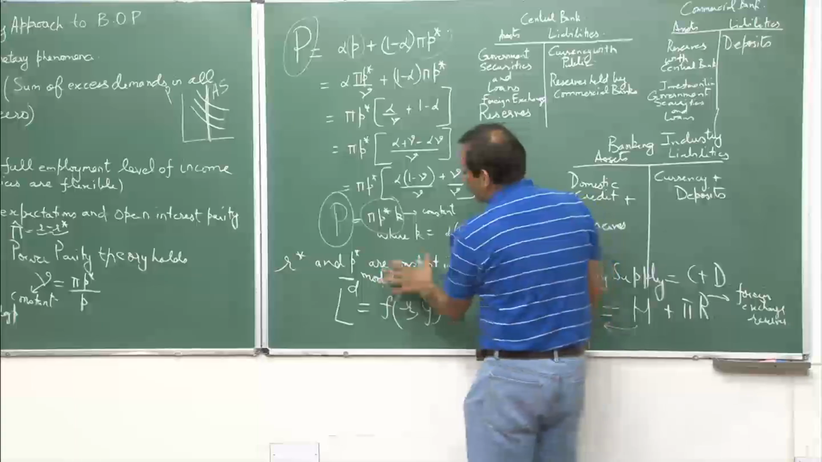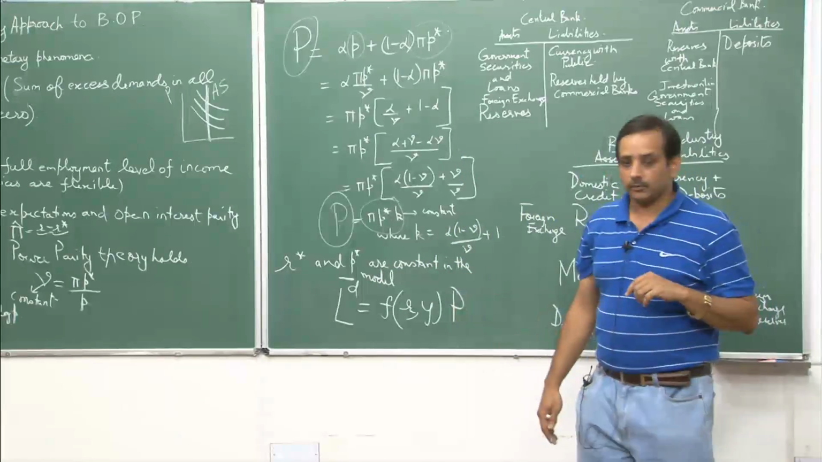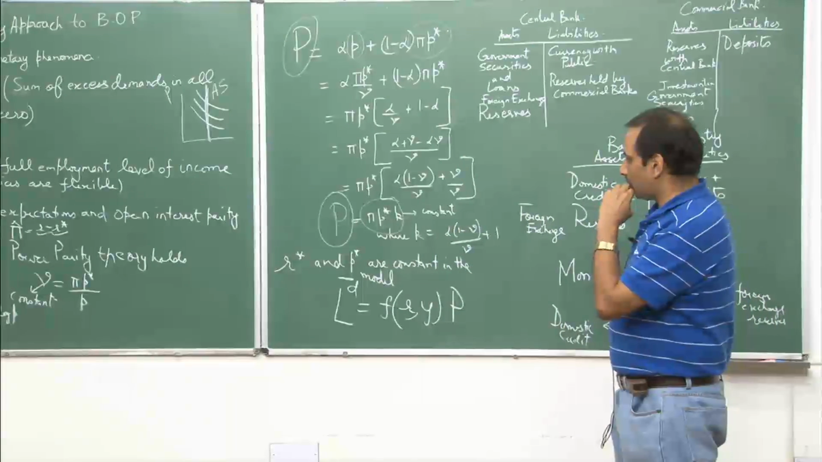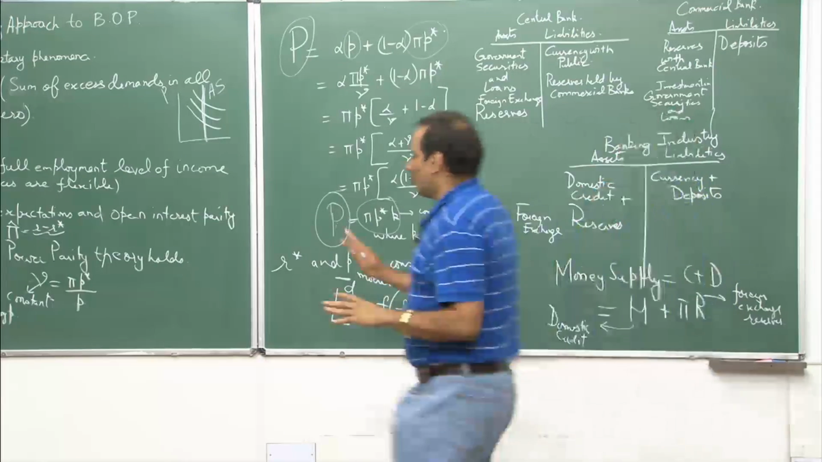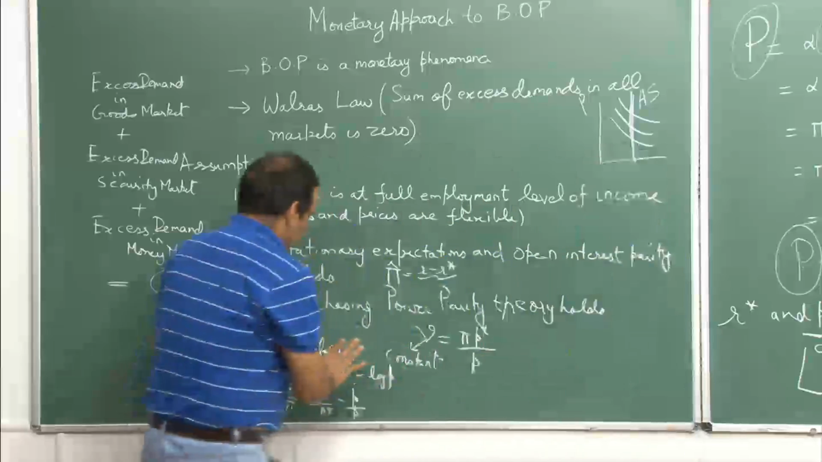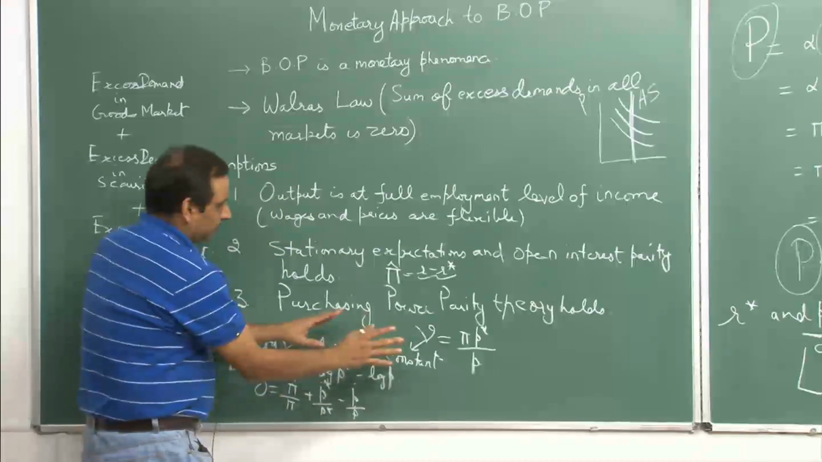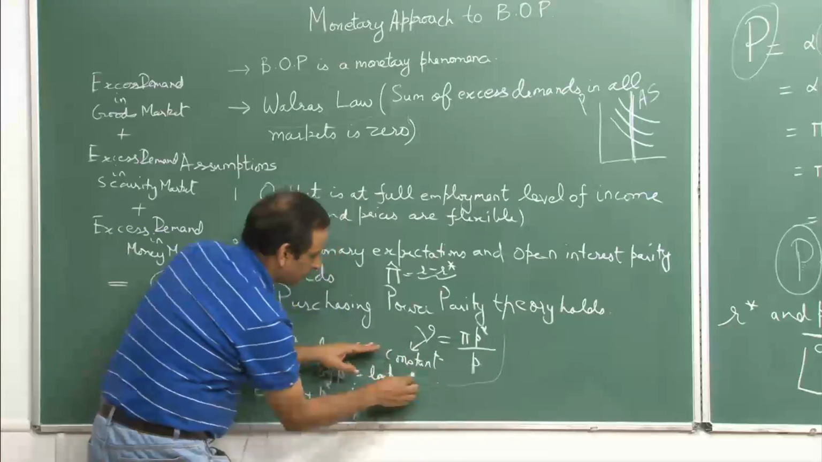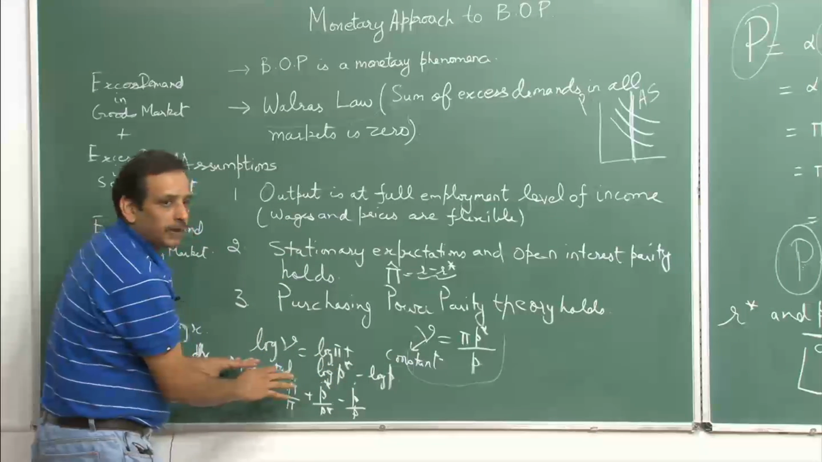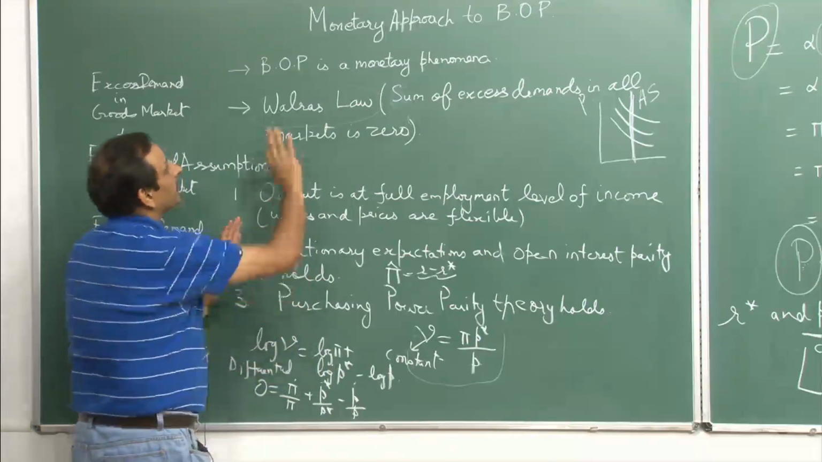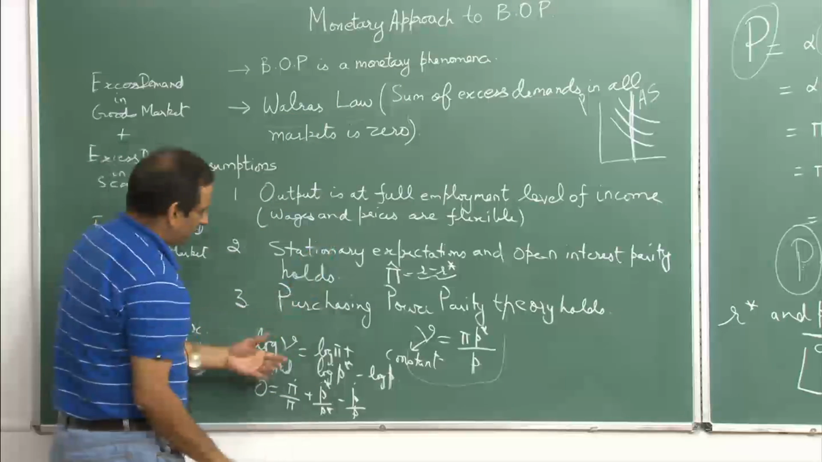R star and P star are constant. This is constant in the model. Differential theory should be 0. P dot star upon Q star. No, okay. This was a point. This is the assumption here, right? This is a point that I wanted to make. This is not related to the monetary approach to balance of payment.